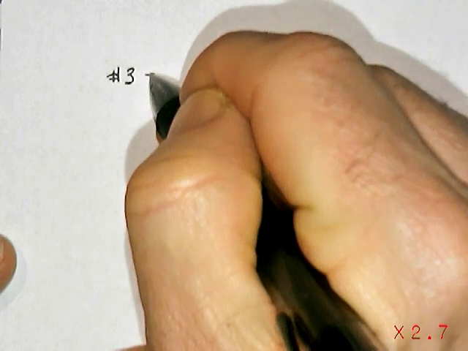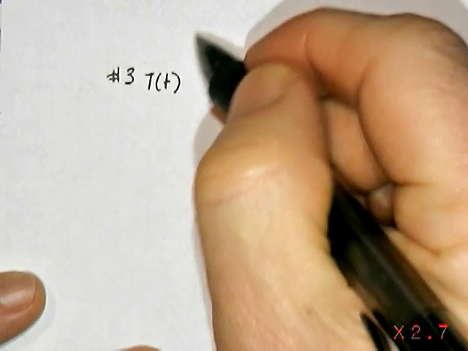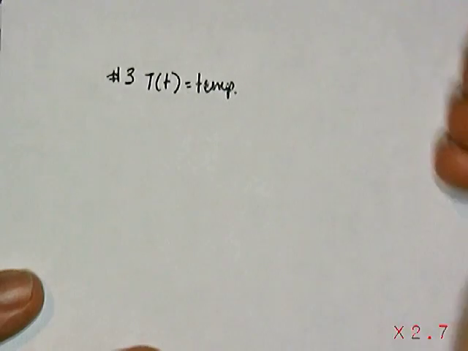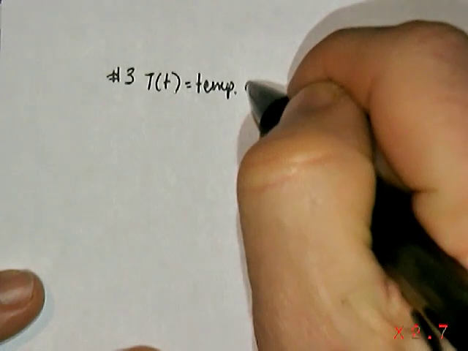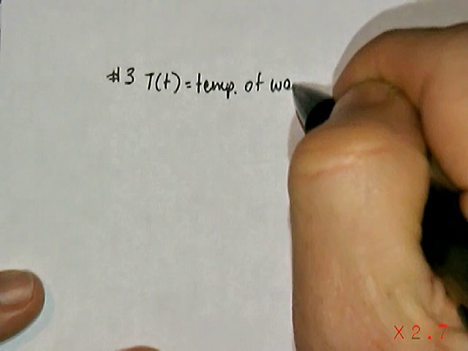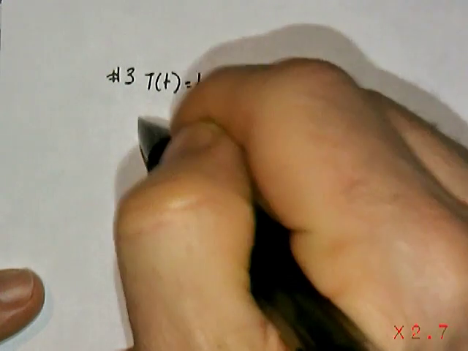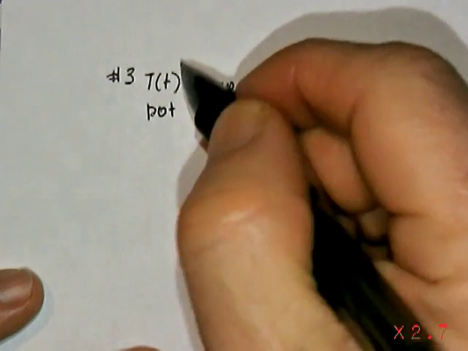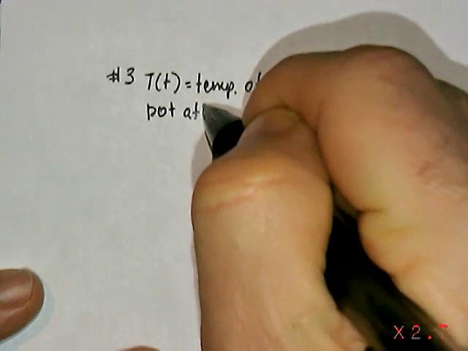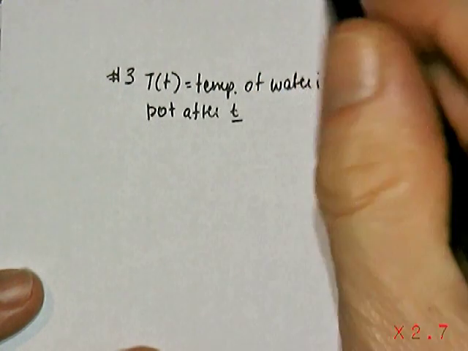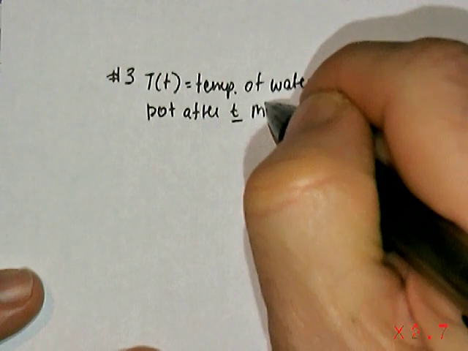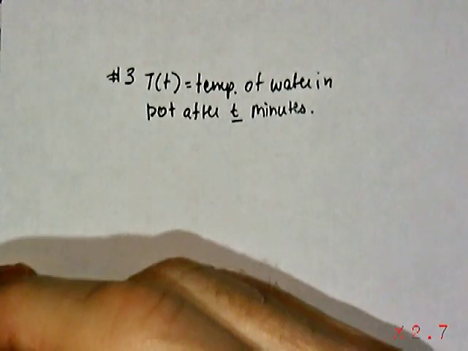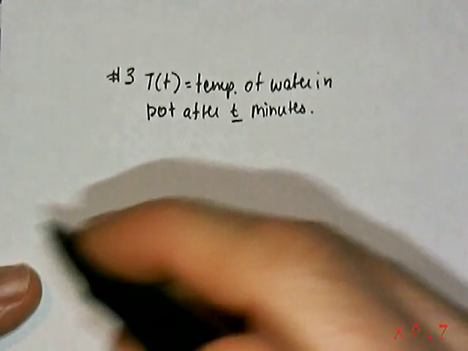through time. So if we let capital T of little t equal, in this case, the temperature of the water in the pot, and it's not only that, it's the temperature of the water in the pot after, let's say, little t minutes. So it's very important to keep in mind what the time unit is. So after t minutes, we're interested in what the temperature of the water has reduced to.